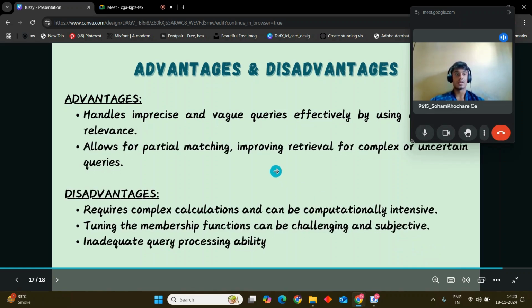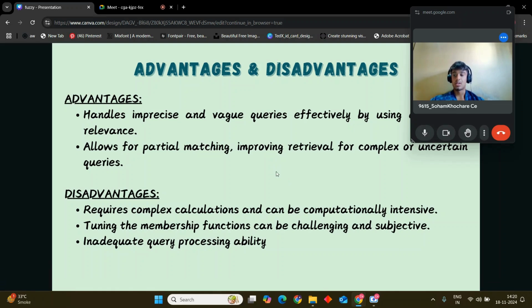Firstly, coming to the advantages of the fuzzy model, there are several benefits to using fuzzy models in AI systems. They handle vague and imprecise queries by supporting partial matches, which improves the relevance of search results. This ability makes them useful across various domains, from academic research to e-commerce.